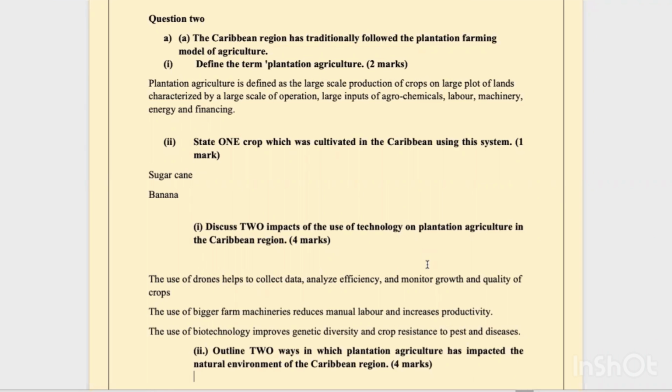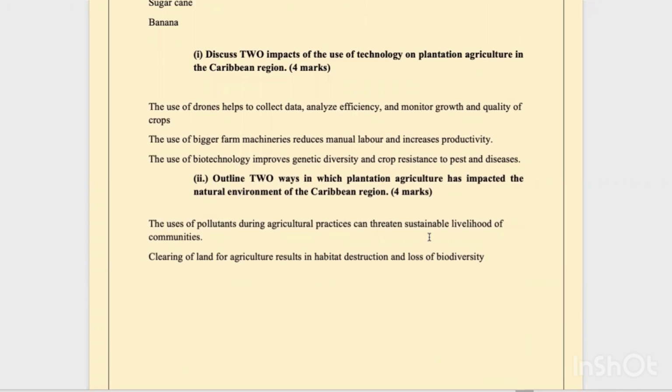Next question, state one crop which is cultivated in the Caribbean using this system. In my country, sugarcane and banana are cultivated on the plantation agricultural systems. Next question, discuss 2 impacts of the use of technology on plantation agriculture in the Caribbean region.